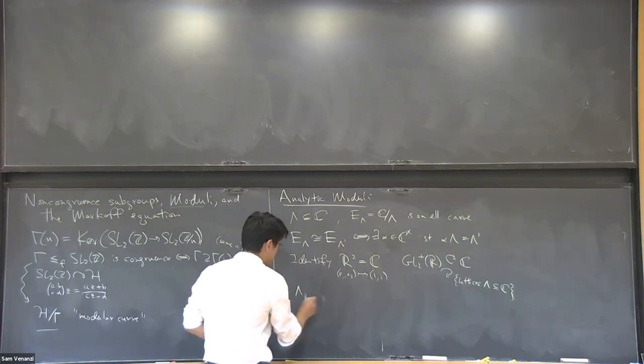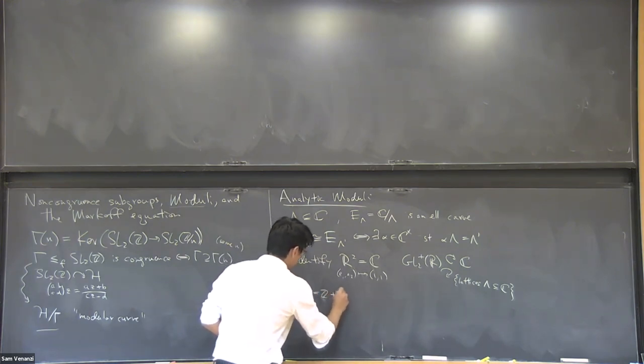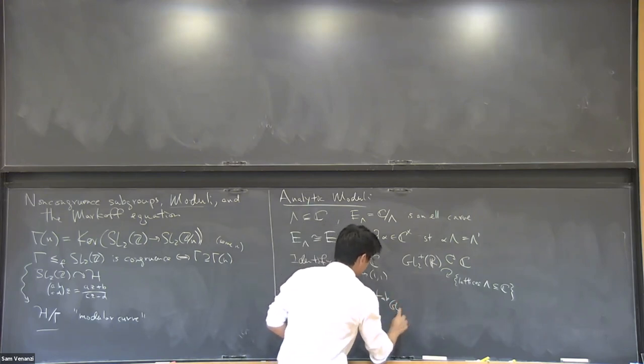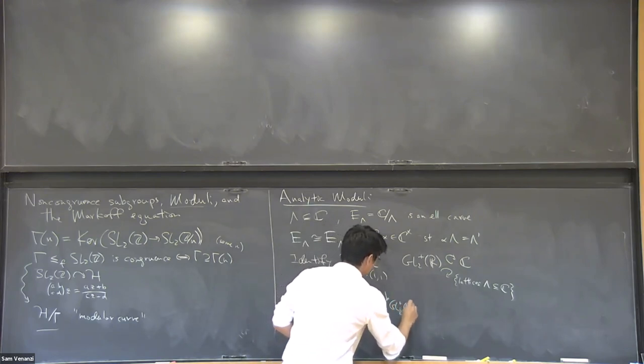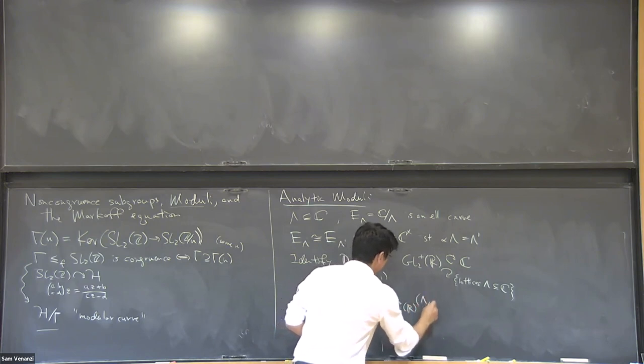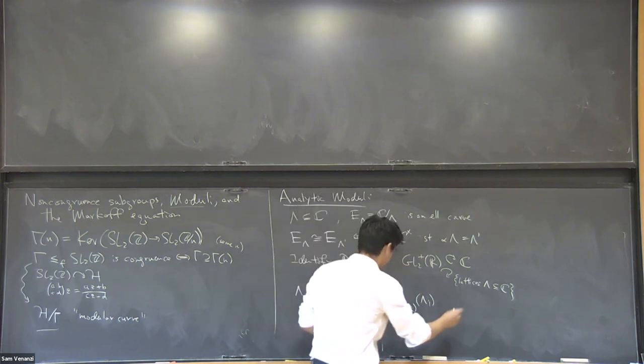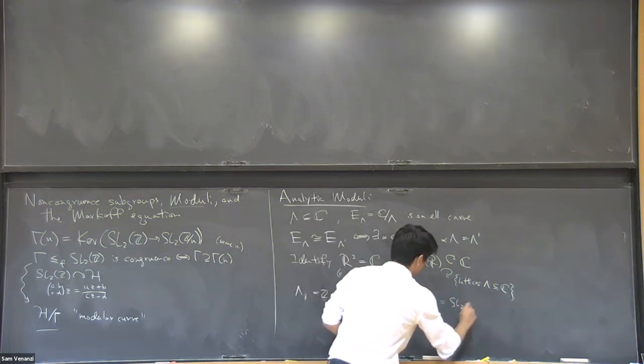We'll call this Gamma or Lambda_i. This is just Z plus iZ. Then it should be easy to check that the stabilizer of this lattice in GL2 plus R, where the plus means positive determinant, is just SL2Z.